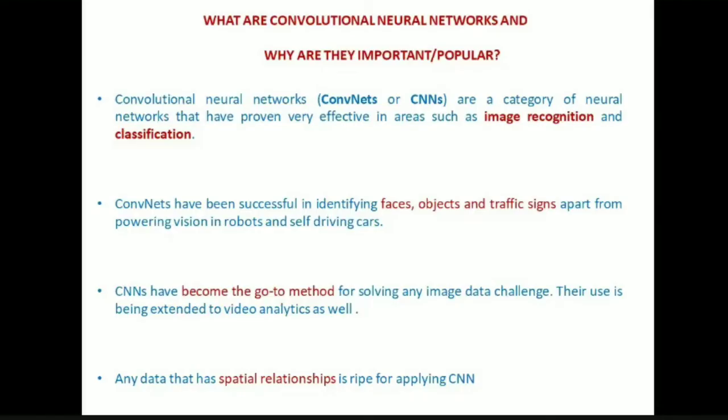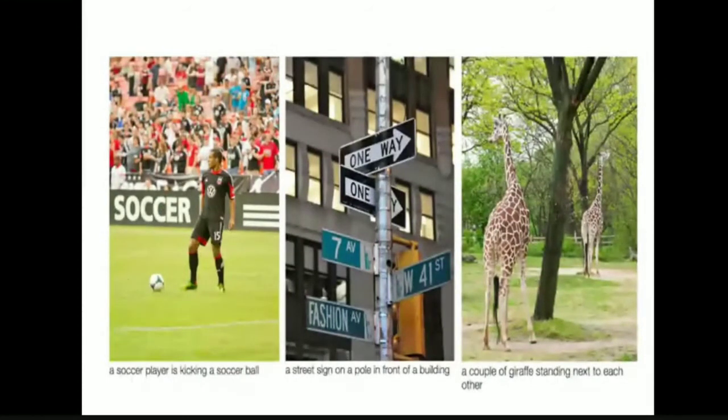Now let us see. There are three different images visible on the screen. We have given the images to the neural network, and it is successful in generating captions. When we give an image, it generates captions. So what has this CNN produced for the first image? It has produced the following caption: a soccer player is kicking a soccer ball. For the second image: a street sign on a pole in front of a building. See how particular it is. And we have the third image: a couple of giraffes standing next to each other.